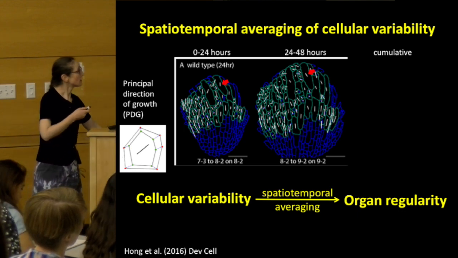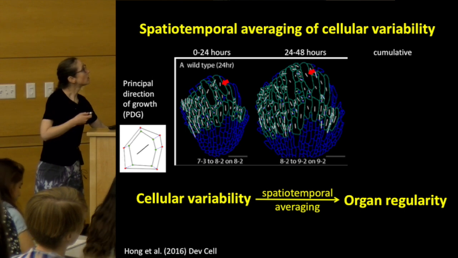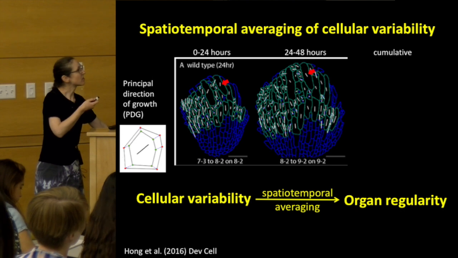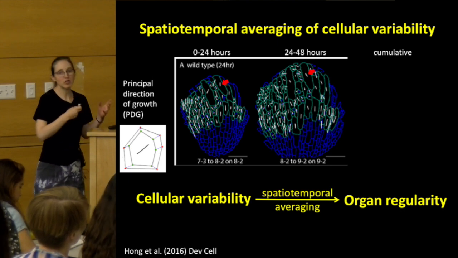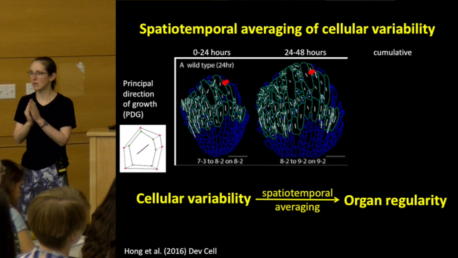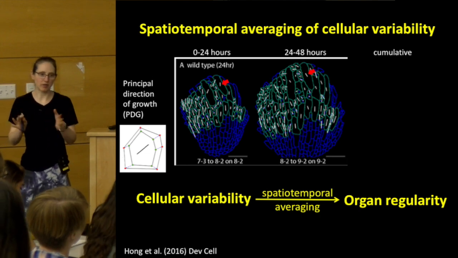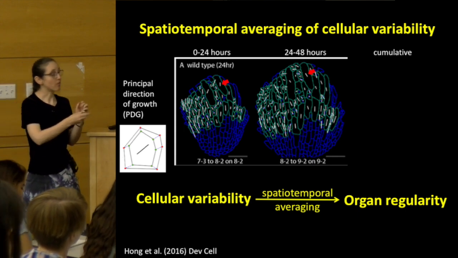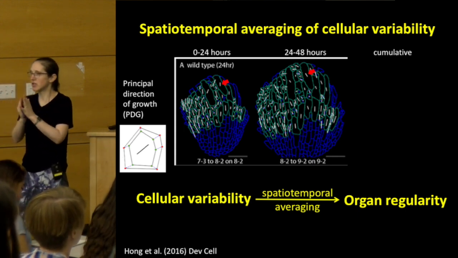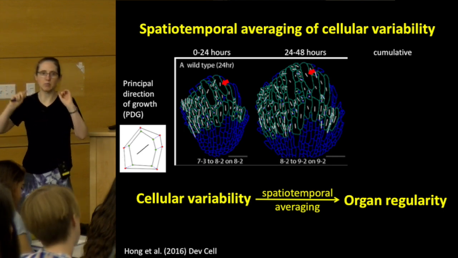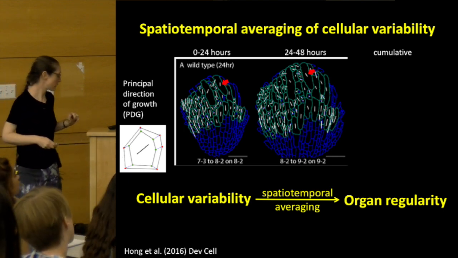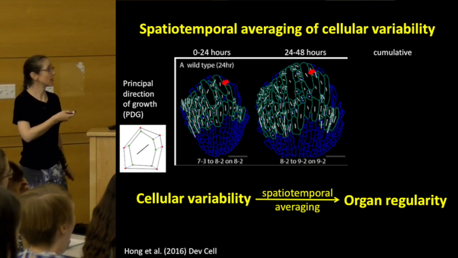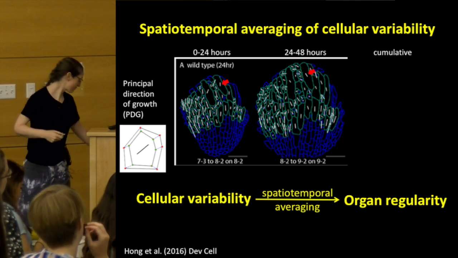Well, if we take an example of this cell, it's growing a little bit to the right, and then the next time interval it's growing a little bit to the left, so that averages out to going straight up. I'm not saying every cell does that perfectly. That's just an example. But you can see that in general, over time, all these little variations are averaging out to the overall growth of that sepal going up. OK? So we're calling this spatial temporal averaging. We grab all the cellular variability, and it averages out to give us a regular organ.